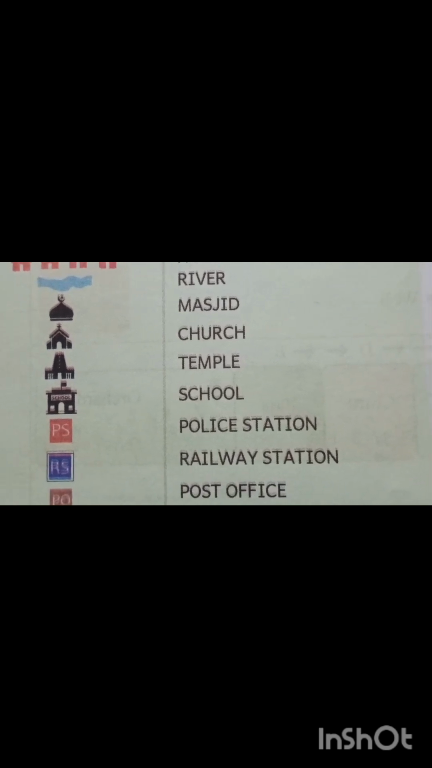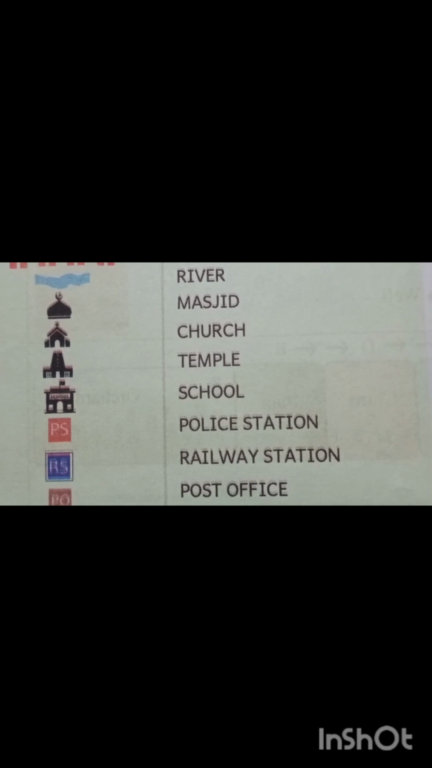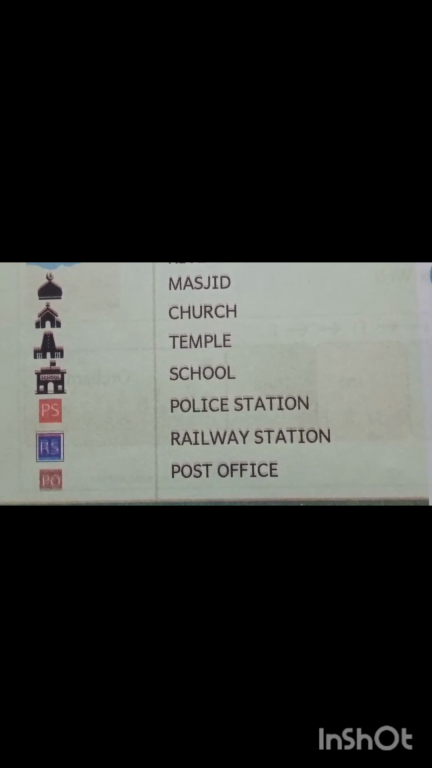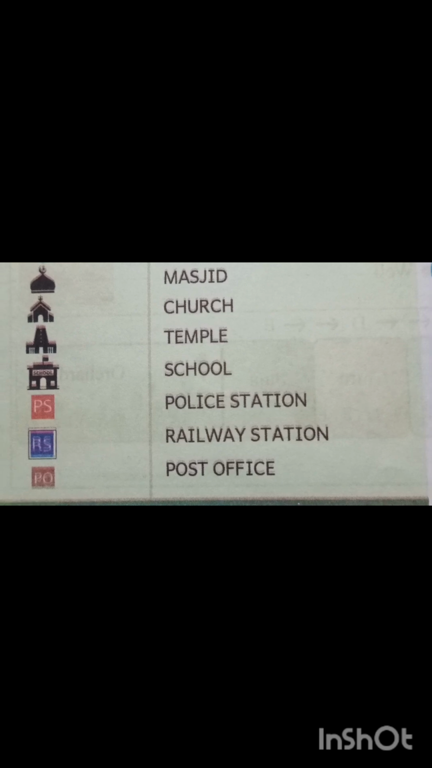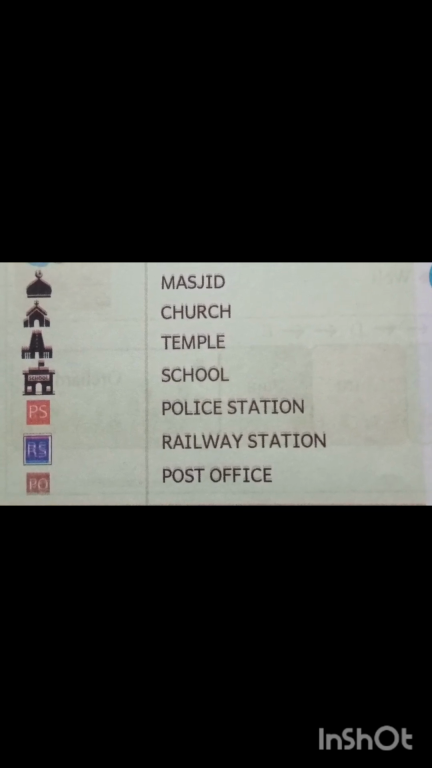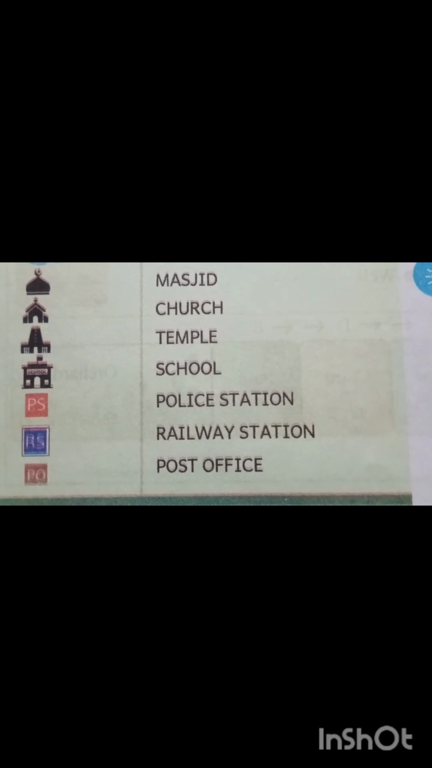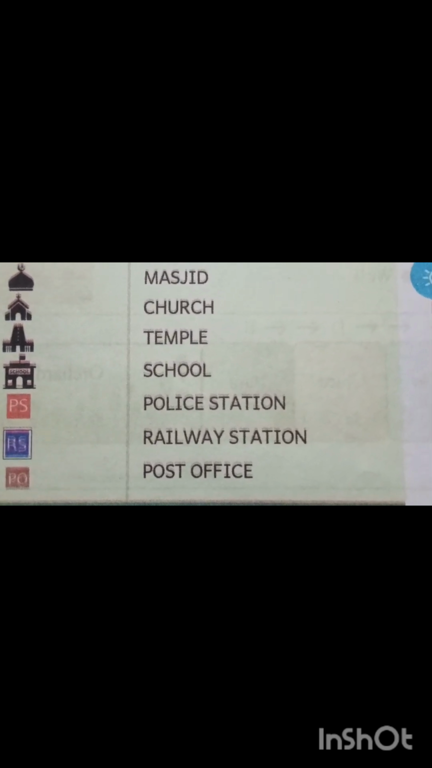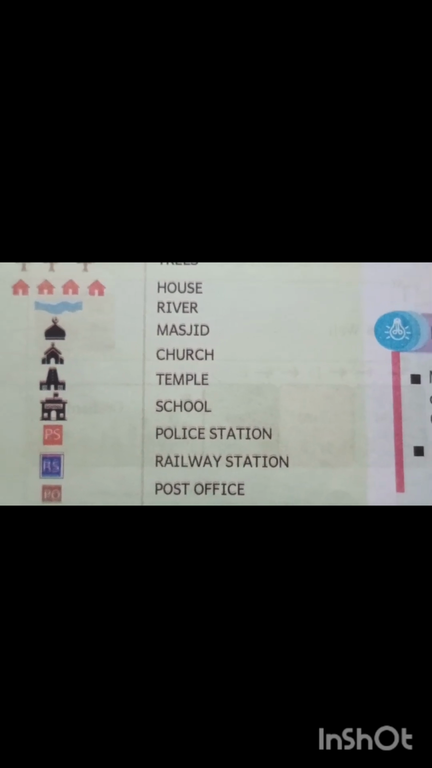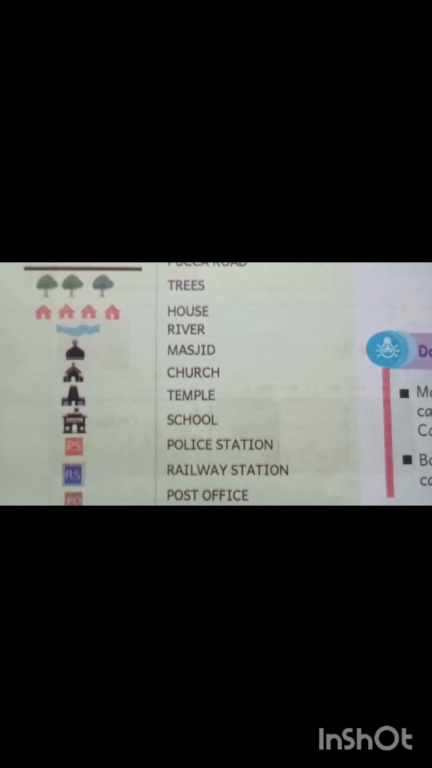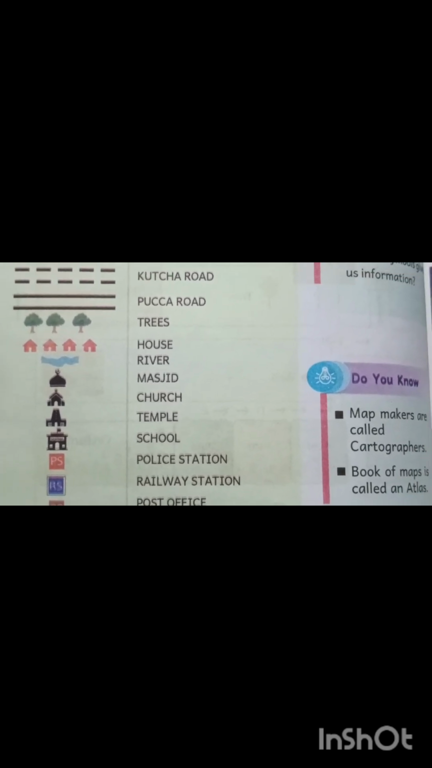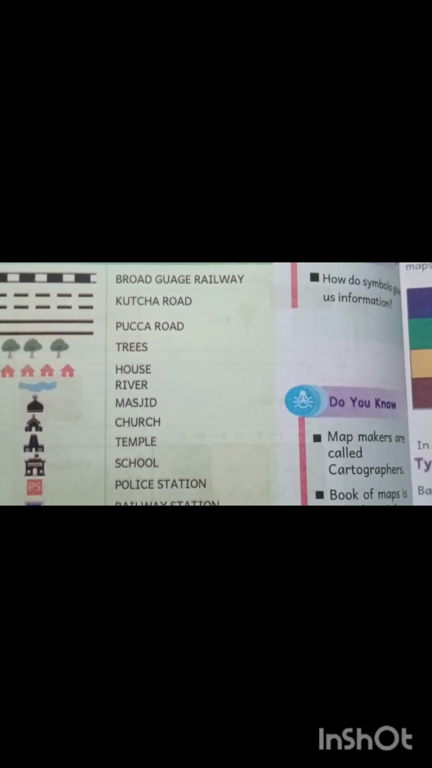Here the symbol PS means police station. We can understand. And next one, RS indicates railway station on the maps. And PO indicates post office. These are some of the important symbols we have to remember in our examination. Next, we will know the things where these symbols are used in particular maps like villages.